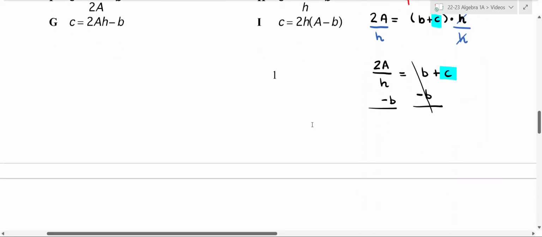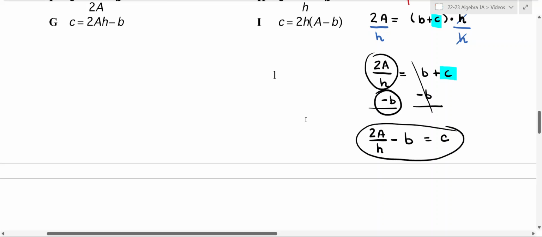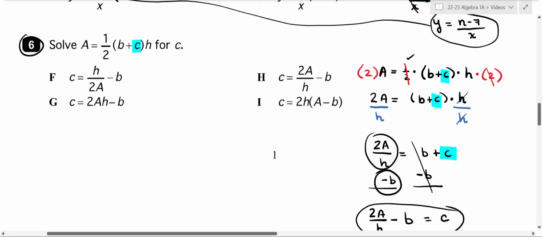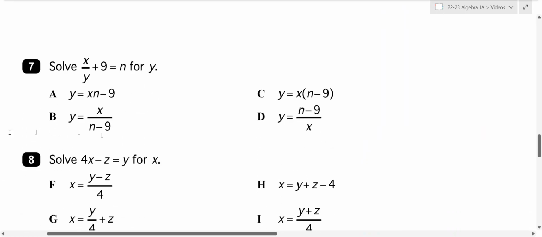I need more space. Let me scroll down. All right, so this one and this one, they're not like terms, so we cannot combine them. So 2a over h minus b. So then this one's the answer. Whew, I know this stuff is intense. All right, number 7.